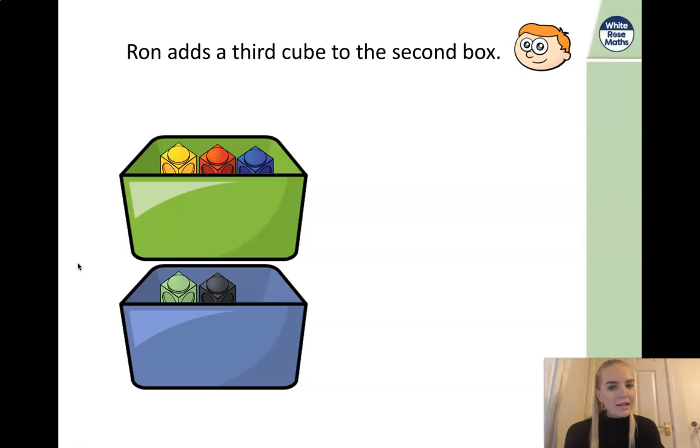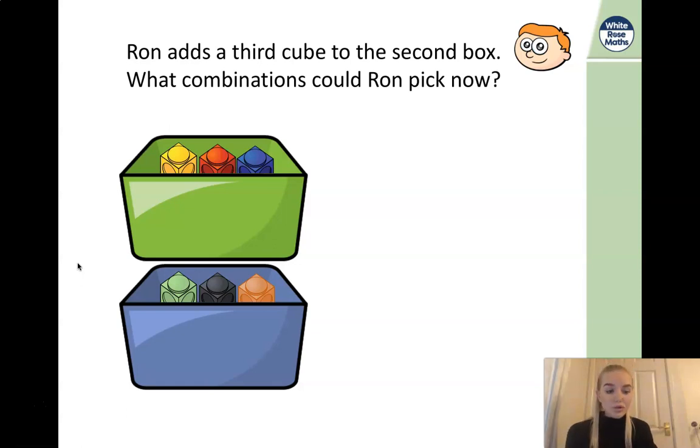Ron now adds a third cube to the second box. So he now has 3 cubes in each of the boxes. And he still wants to just pick 1 cube from the green box and 1 cube from the blue box. What combinations could Ron pick now? Pause the video and have a think.